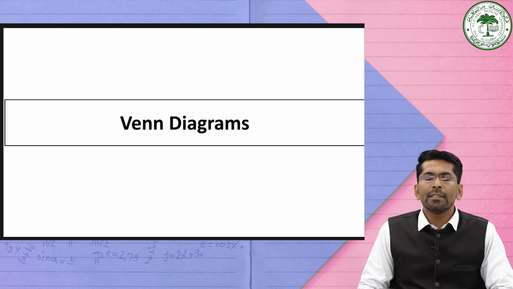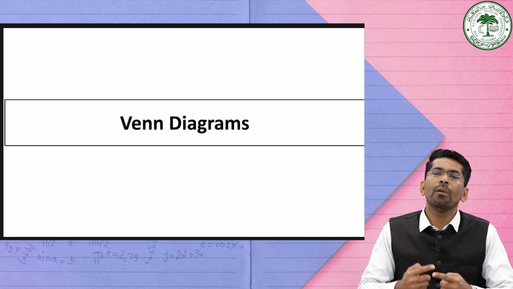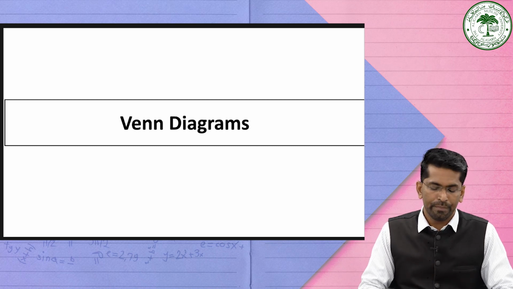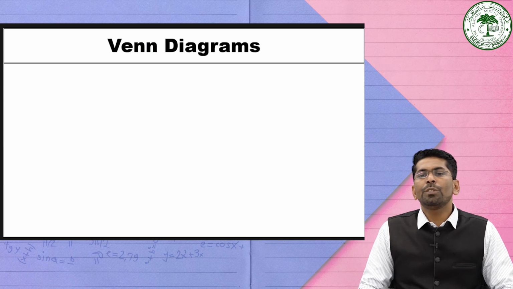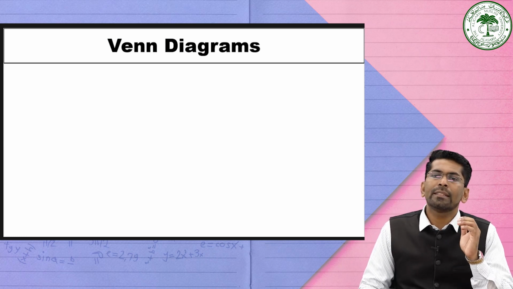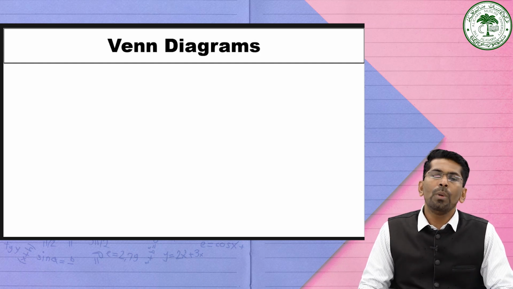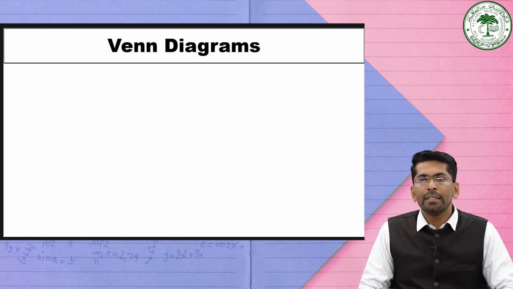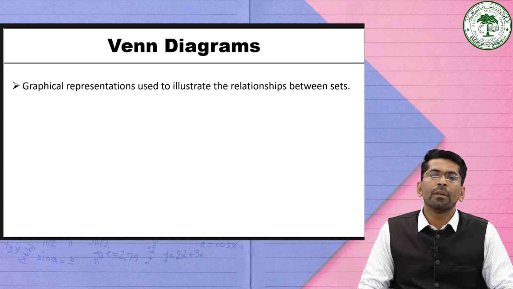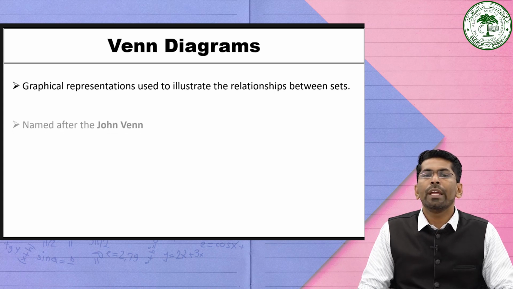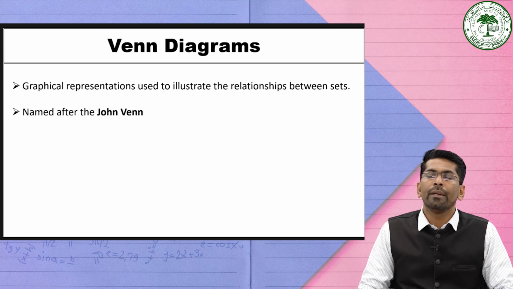Today, we will discuss Venn diagram and set operations, mainly the union of sets and its properties. Most of the relationships between the sets can be represented by means of diagrams, which are popularly known as Venn diagrams. Therefore, the Venn diagram is a graphical representation which is used to illustrate the relationship between the sets, named after John Venn.